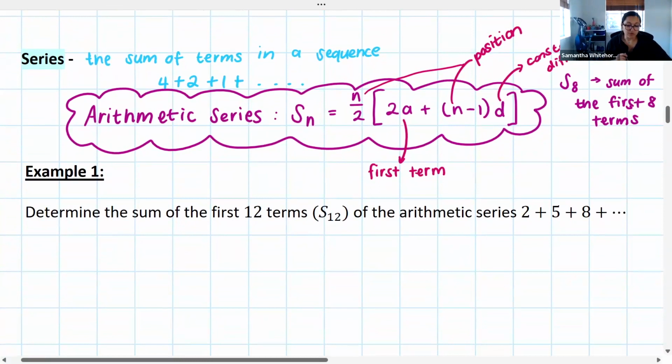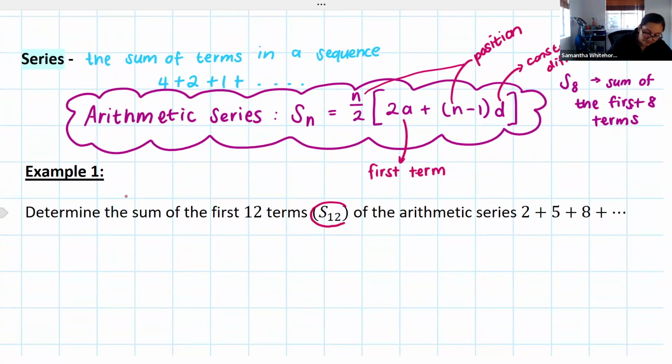So let's have a look at this first question. Nice and easy to start us off. Determine the sum of the first 12 terms, and we could put this in the notation S12, of the arithmetic series 2, 5, 8, etc. Now we know it's a series because it's plus. It's 2 plus 5 plus 8 plus etc. And I want to know up to the 12th term. I don't know what that 12th term is, but I want to know what the sum is all the way up to the 12th term.